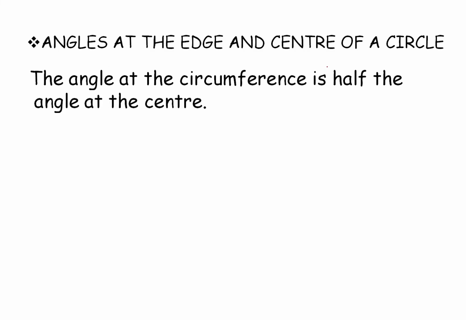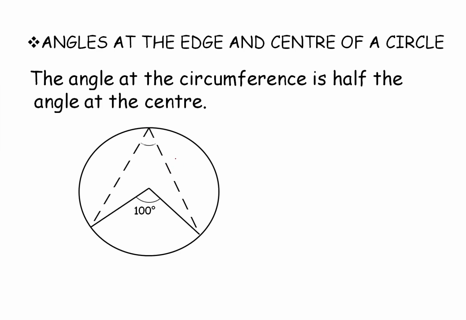So let us see the next one. Angles at the edge and center of a circle. The angle at the circumference is half the angle at the center. So if you see this diagram, we have actually two angles, and the first angle is actually right here in the center of the circle. The sides forming this angle are from the center of the circle to the circumference of this circle, meaning they are just the radius. These are the radius of the circle, but at two different locations.